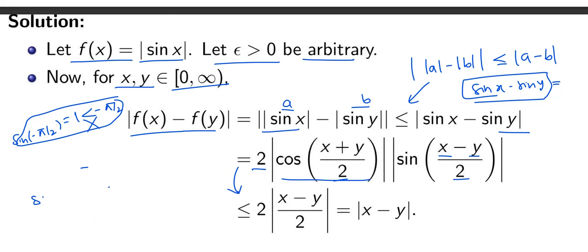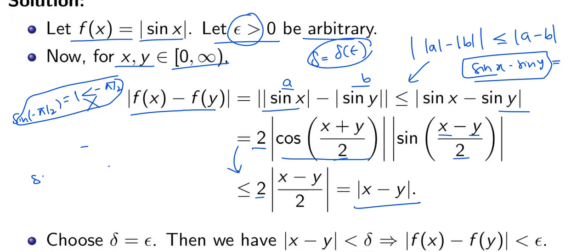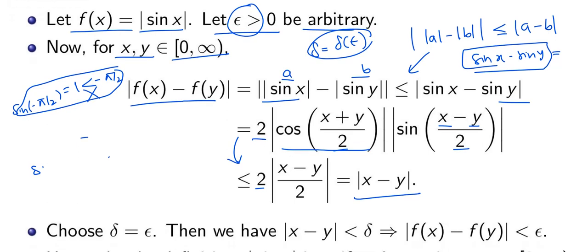So from here this value becomes 1, then we get 2 times modulus of (x minus y) by 2, which is less than or equal to modulus of x minus y. So we get modulus of f of x minus f of y is less than or equal to modulus of x minus y. Now for this epsilon we have to find a delta which only depends on epsilon. So to satisfy the definition, we choose delta equal to epsilon.